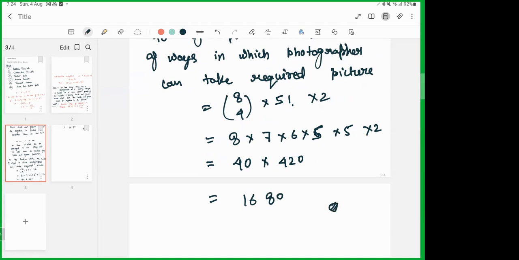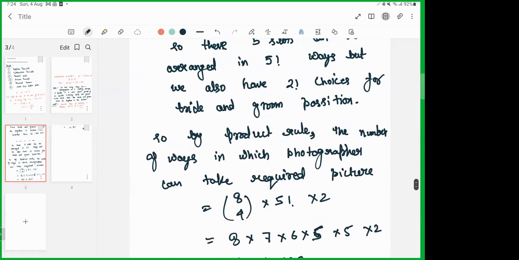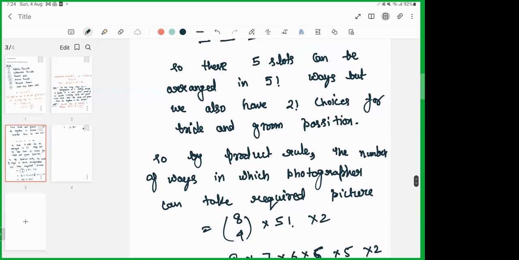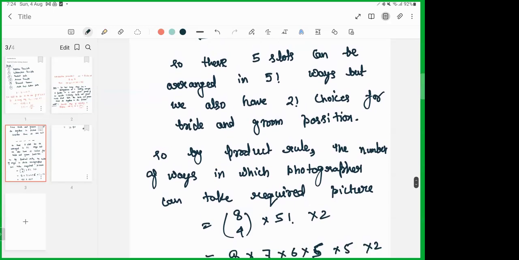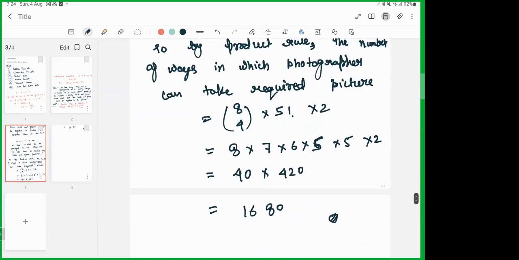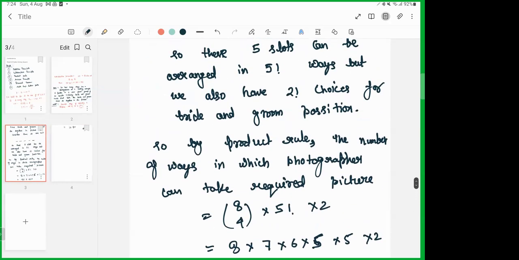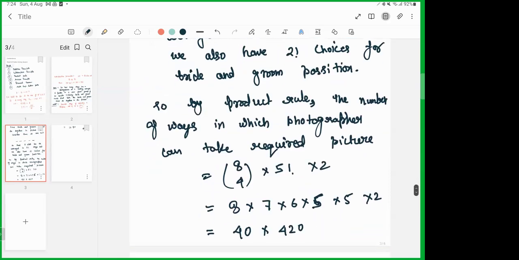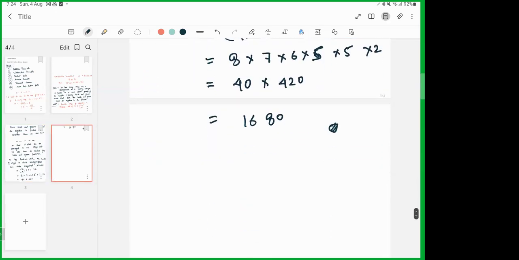Any doubt? Is it clear? So now you know where you were wrong. Basically the bride and the groom can themselves appear at different places. You missed their choices. Like bride and groom can also be rearranged with these four guys. You missed that choice. That is fine, but your approach is correct. Okay, fine. So next question.